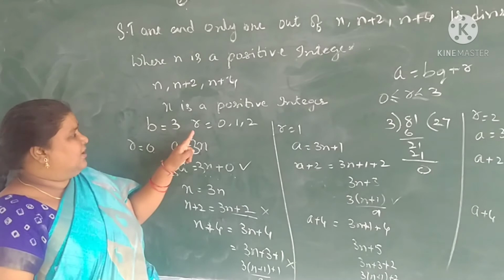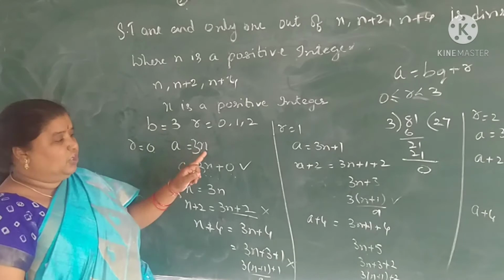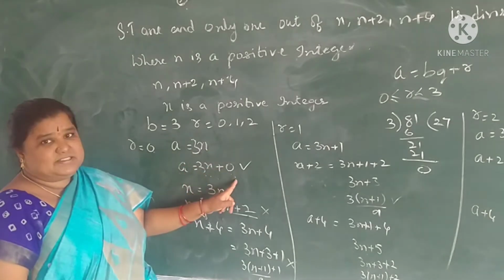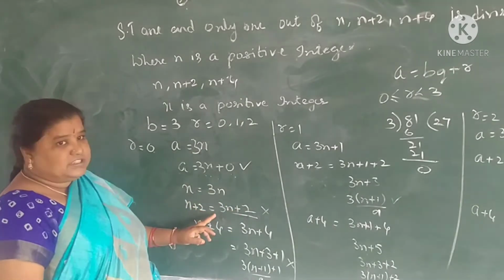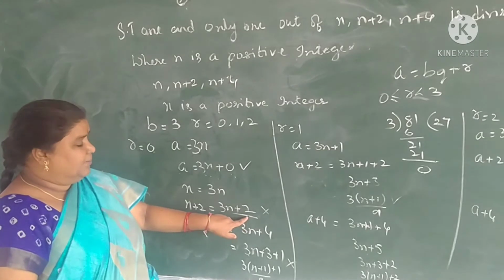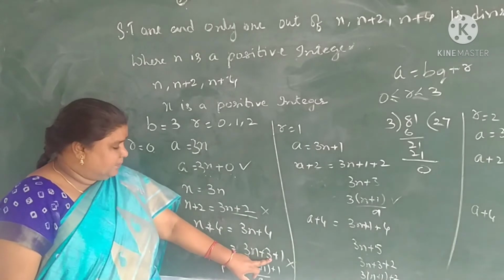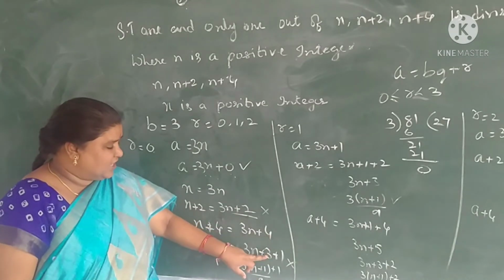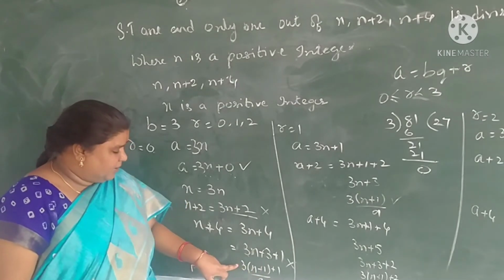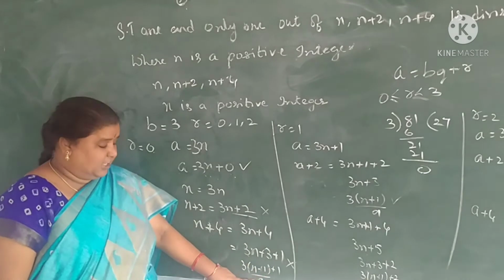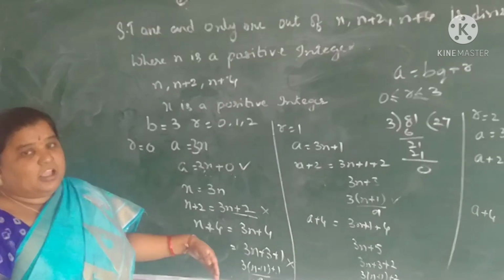When b is 3, the values of r will be 0, 1, 2. So when r is equal to 0, a is equal to 3n plus 0, so it is divisible by 3. When r is 0, n plus 2 is not divisible by 3, because the remainder will be 2. And if you are taking n plus 4, that is 3n plus 3 plus 1, I split this 4 as 3 plus 1. Here n plus 1 we take as common, and plus 1 remains as the remainder, so it is also not divisible by 3.